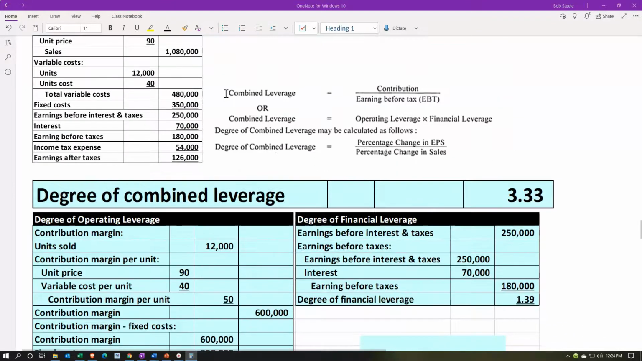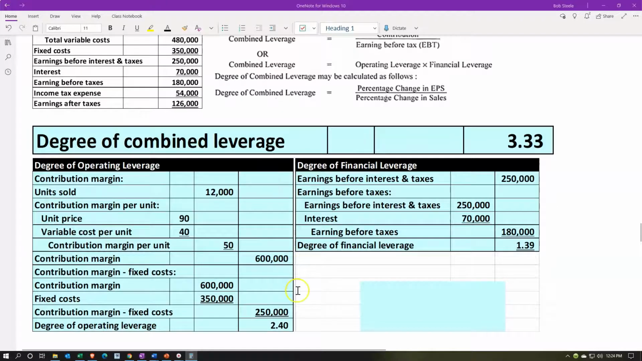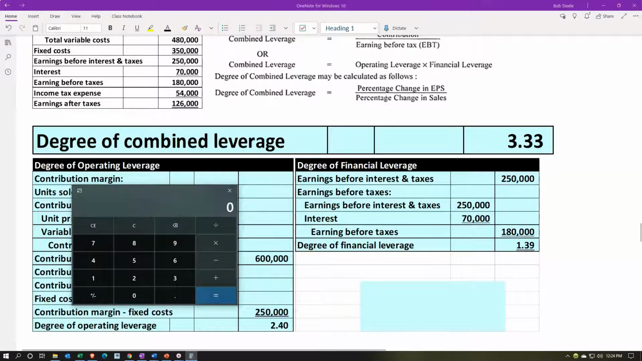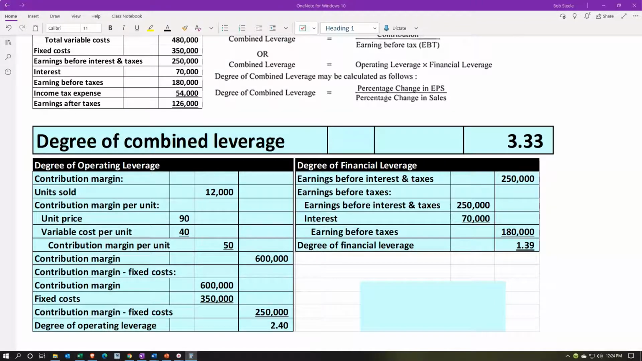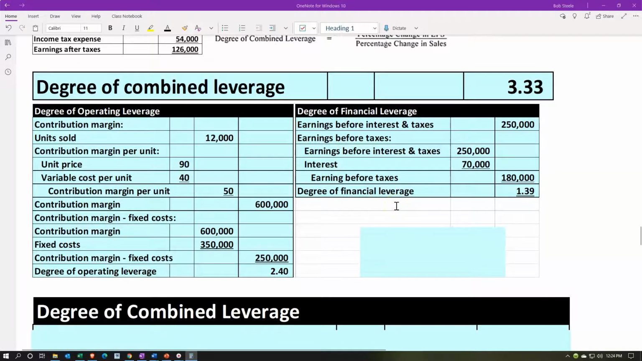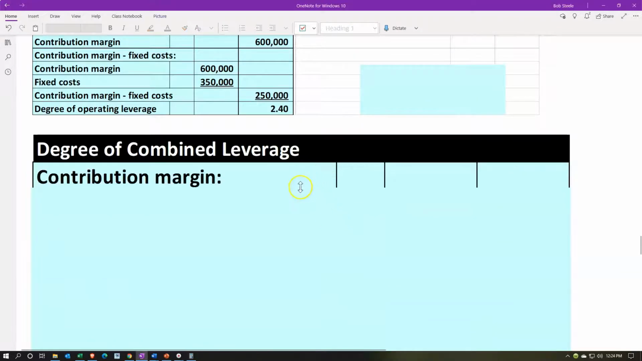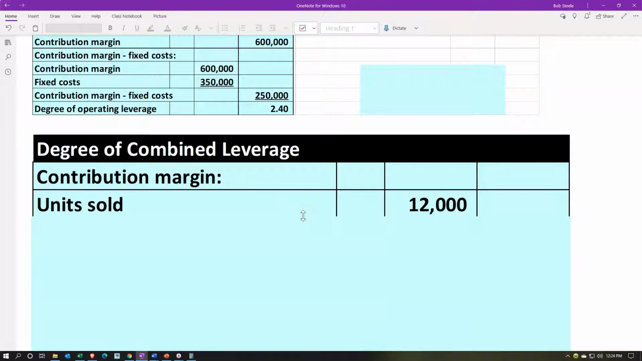So then if we go down to the degree of combined leverage, we have a couple ways we can calculate this. One, we can simply multiply the degree of operating leverage times the degree of financial leverage. So if we go to our first scenario before we made any changes, and we just multiply these two together, we say the 2.4 times the 1.39, we get about 3.33 on the degree of combined leverage. You can also calculate the degree of combined leverage in and of itself by saying that we're going to take the contribution margin. So we'll do the same calculation as we saw in the past. We're going to take the units sold.